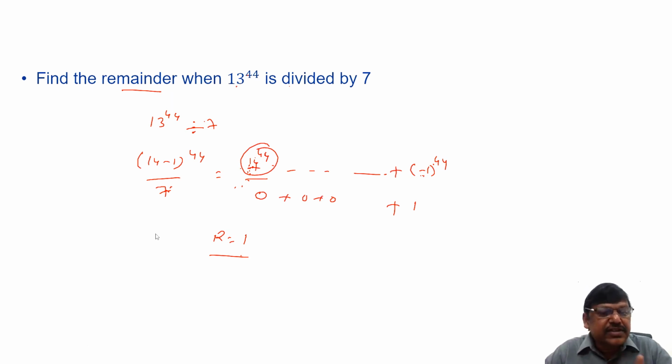So like this, we can always solve questions using binomial expansion. This is the third approach. In the next session, we will take up the fourth one, that is Fermat's little theorem.